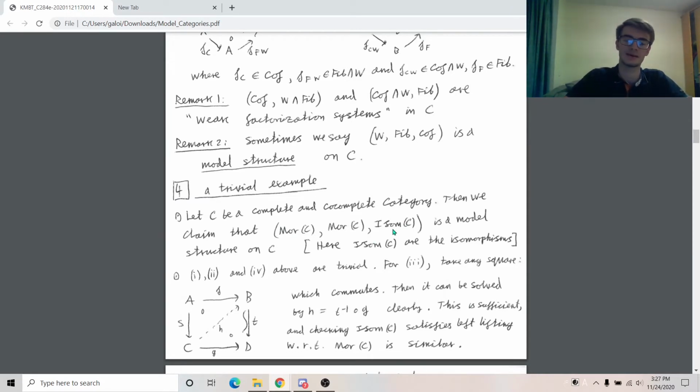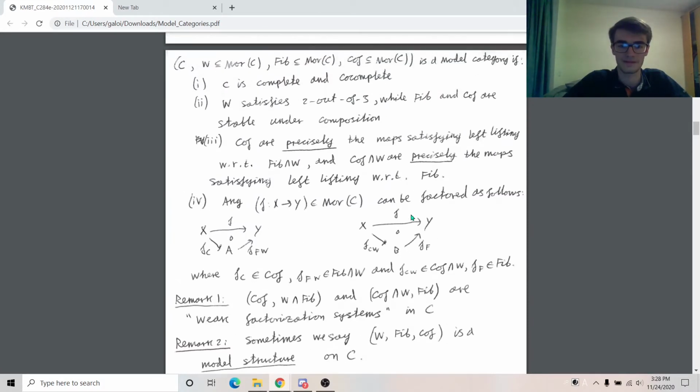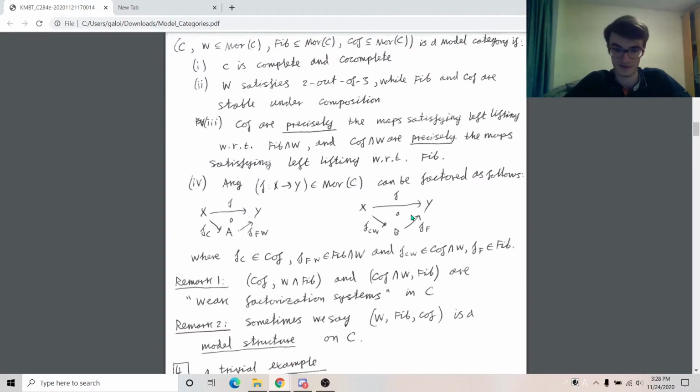So I claim that if you have a complete and co-complete category, and you let the weak equivalences be all the isomorphisms, and the fibrations and the cofibrations be everything else, then this is a model structure on C. And I claim that properties 1, 2, and 4 are trivial. So let me tell you why. Property 1 is that C is complete and co-complete, but we assume that.